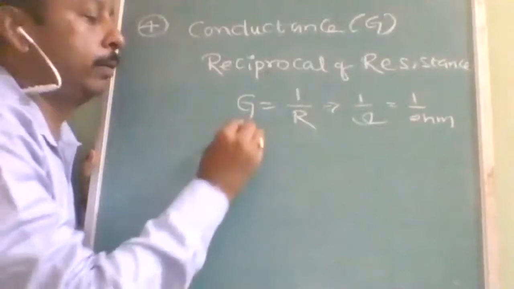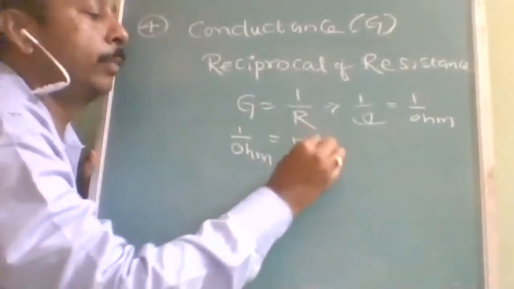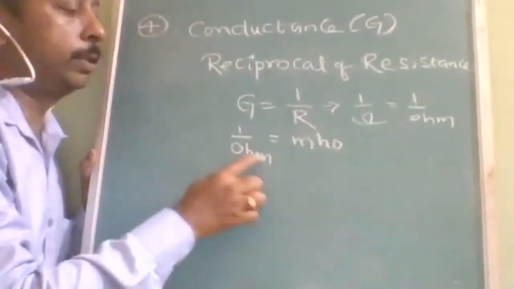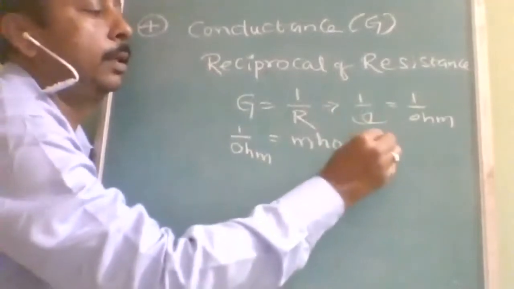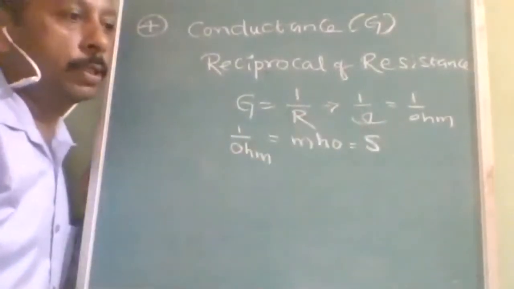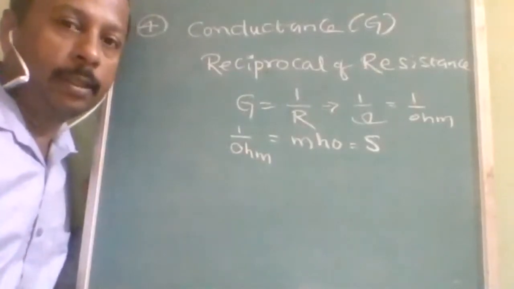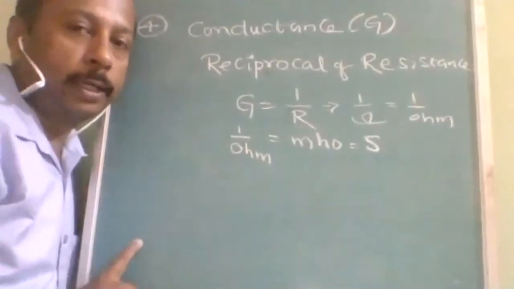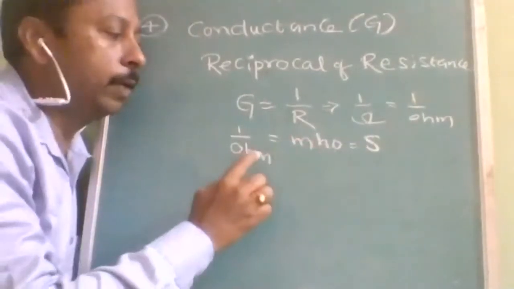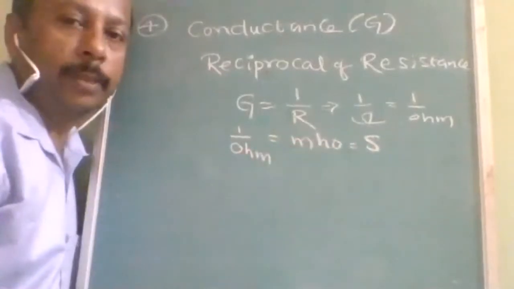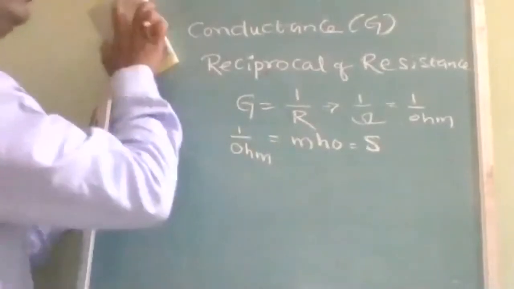1 by ohm is also called mho. Mho is also called Siemens. S stands for Siemens. These are the units of conductance. Is it understood? How many units are there for conductance? Mho, 1 by ohm, or Siemens. One mho itself is called 1 Siemens.